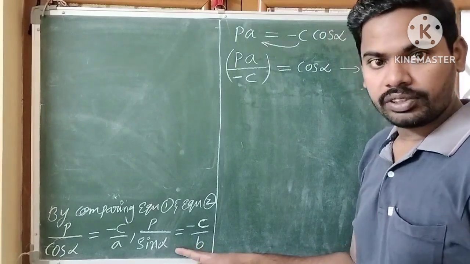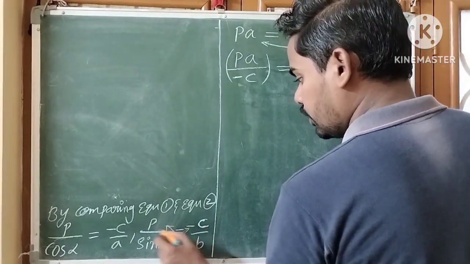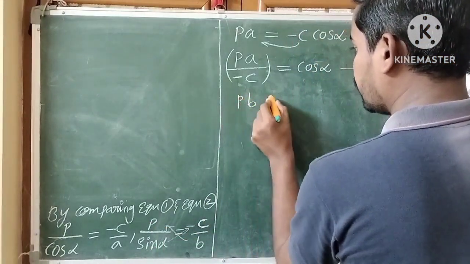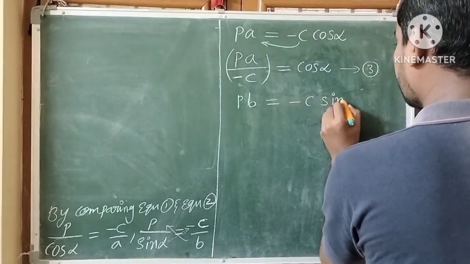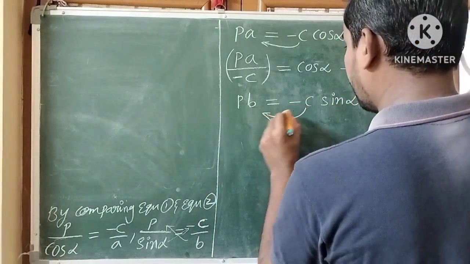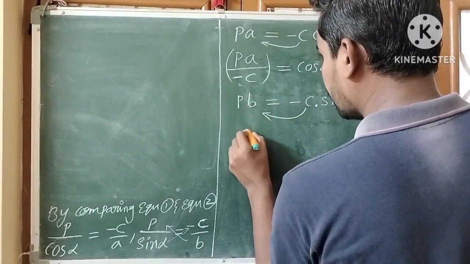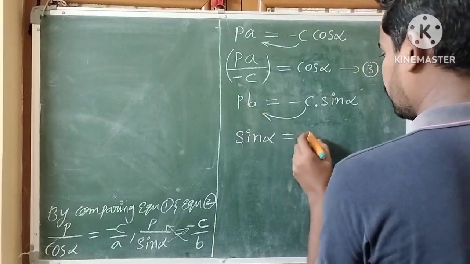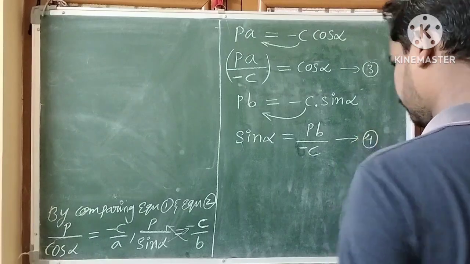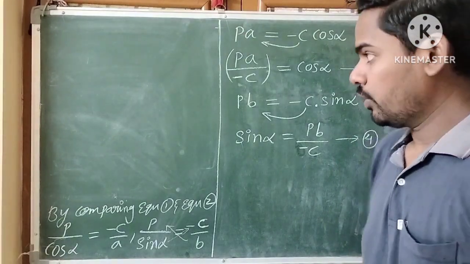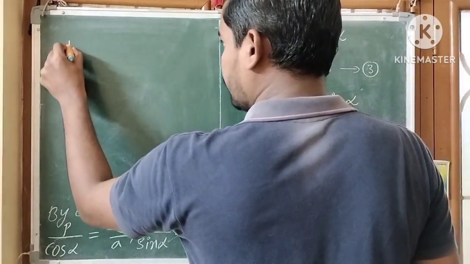Next, from the other equation we can find sin alpha. Apply cross multiplication: p into b, pb is equal to minus c into sin alpha. Now transpose minus c, multiplication becomes division. So sin alpha is equal to pb by minus c. Equation number 4. Let us draw the diagram for the normal form of a line.